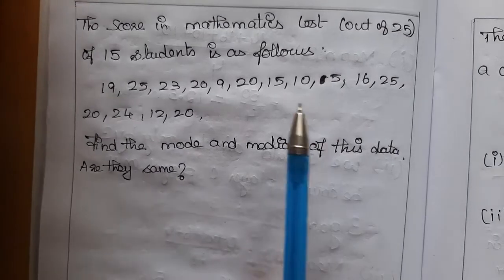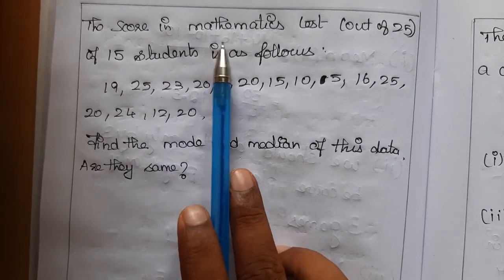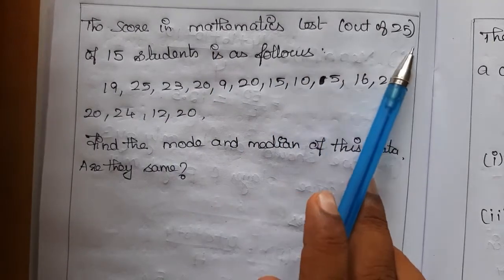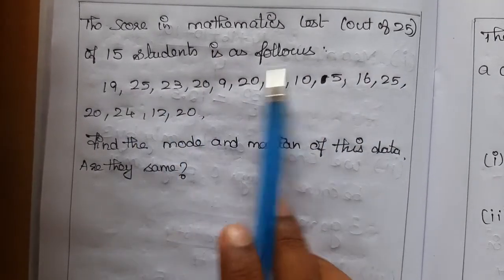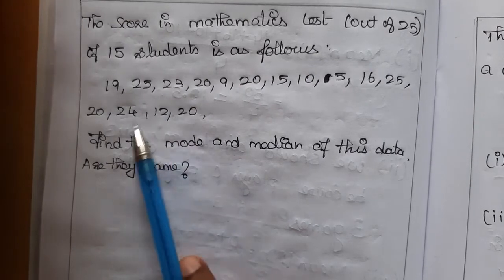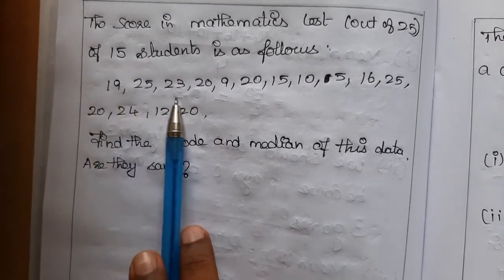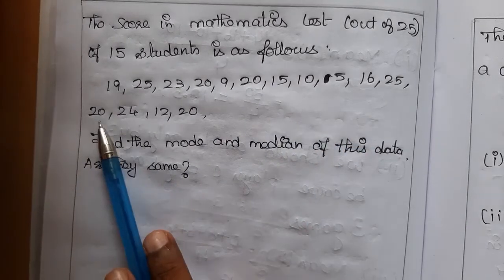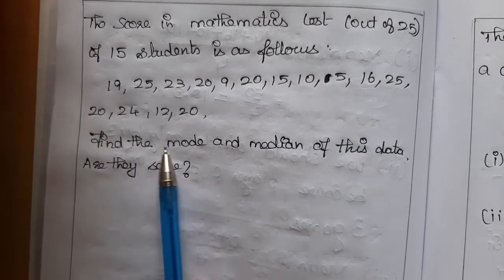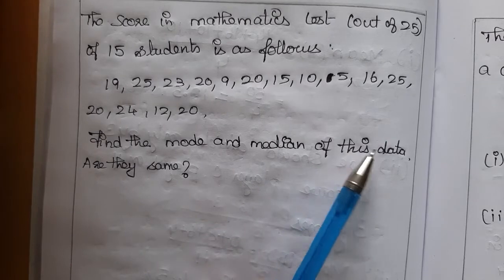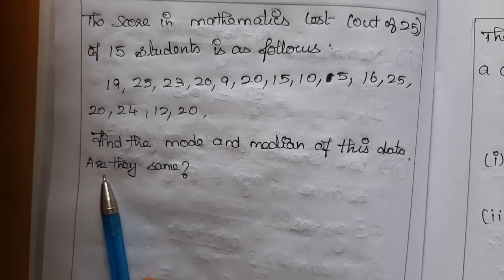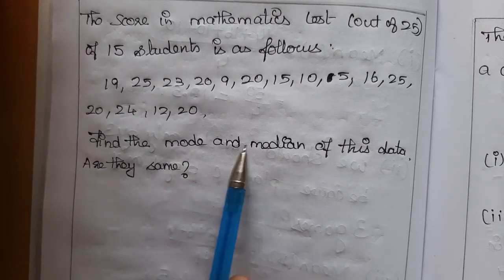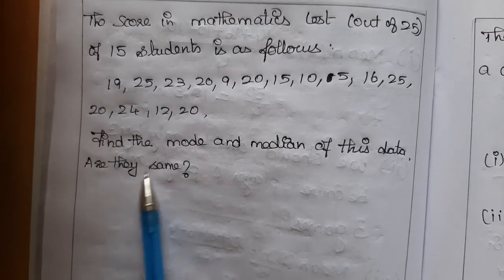So here we go for the next problem. The scores in a mathematics test out of 25 of 15 students are as follows. So the 15 students' scores given here are 19, 25, 23, 29, 20, 15, 10, 5, 16, 25, 20, 24, 12, 20. Find the mode and median of this data, and next, are they same? So after finding the mode and median, we have to say whether it is same or not.